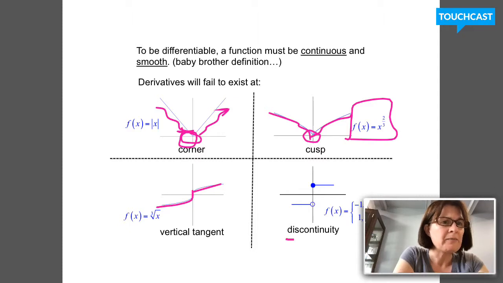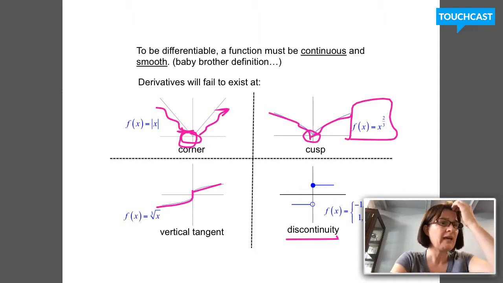This last one, this is why we talked about continuity so much in chapter 2. I'm still going to keep asking you about continuity. I cannot find the derivative of a function any place where that function is discontinuous. So here I have a discontinuity. This happens to be a jump discontinuity. I will not be able to find the derivative here.